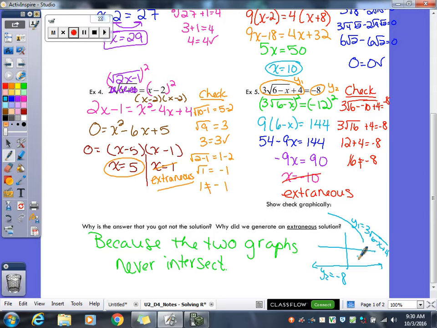So if you were to go back and actually type any of these examples into your calculator, you would see where they would cross. These ones would cross where x is 29. This one where x is 10. Here where x is 5, but not where x is equal to 1. So you would see all those different points in there.